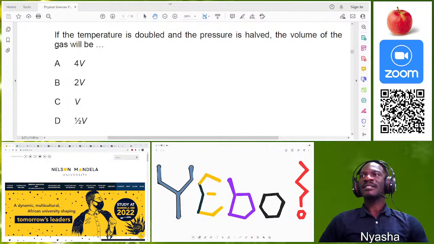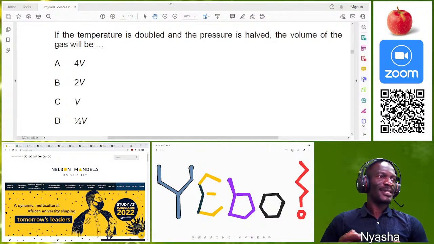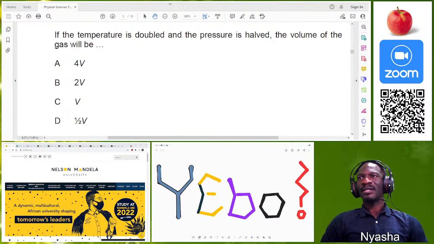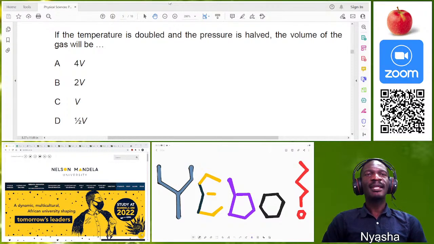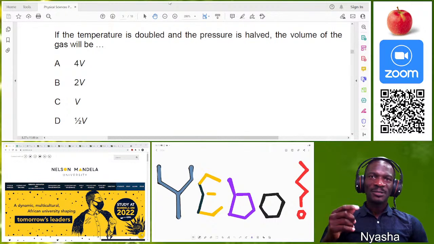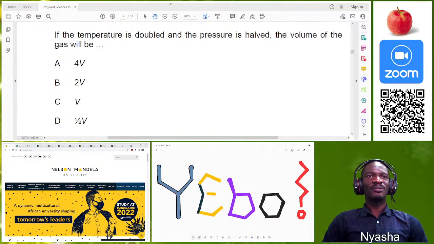They change the temperature. So in other words, they heat the gas. Then the temperature is doubled. It's now twice its initial value. Then the pressure is halved. So if it were a pressurized container, they apply a suction, in other words. So they just reduce the pressure. So the pressure is halved. What will happen to the volume?